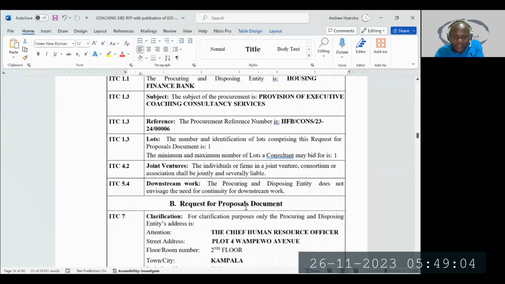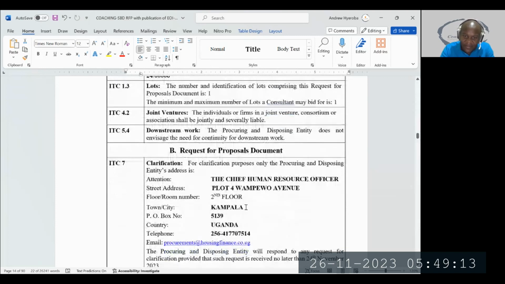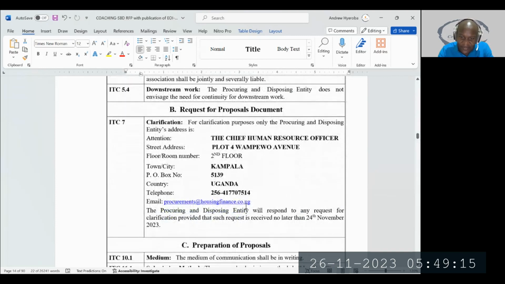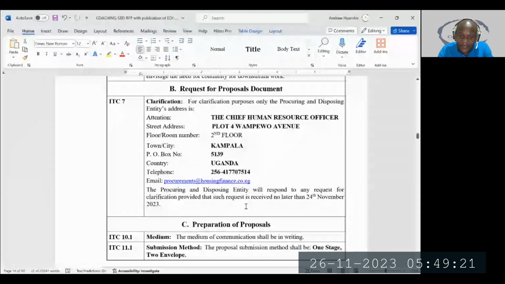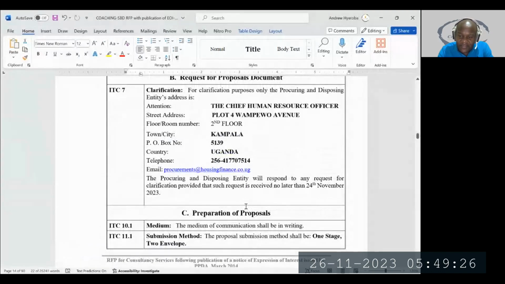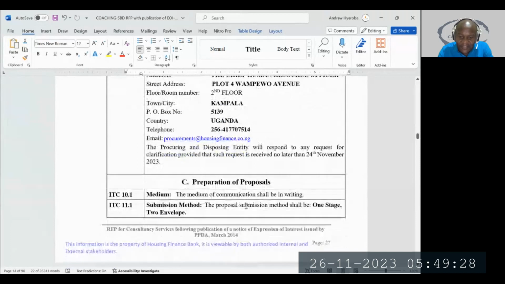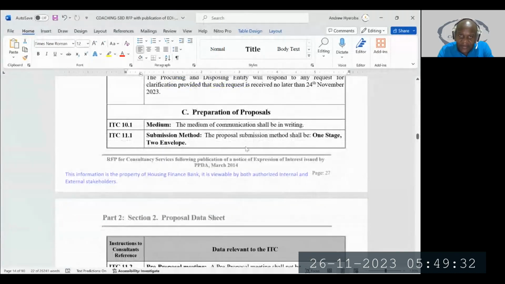If you are doing a joint venture, individual firms shall be jointly and severally liable. Downstream work, there is no need for downstream work. Who is the person clarifying? Chief Human Resource Officer. Plot 4 Wampewo Avenue. Okay, most of you know where this is. Just below the airstrip, the Kololo airstrip.